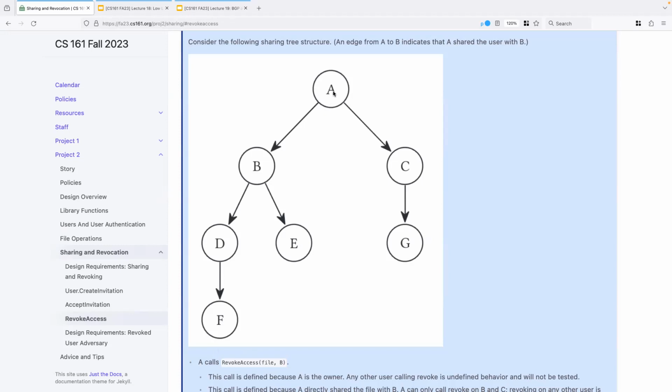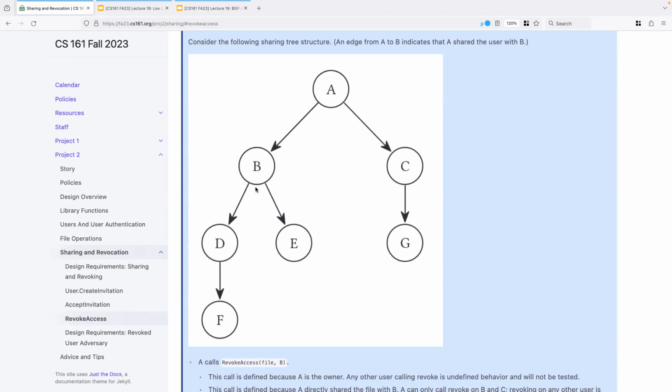Okay, and then the final note that I should bring up since we're in the revoking area is that say A calls revoke access on C, that means C and G lose access to the file. Everybody else, B, D, E, and F, they still have to have access. And crucially, they do not have to re-accept an invitation. So if you call revoke on C, everybody else should be able to keep using the file as if nothing happened, which kind of makes sense if you think about a file sharing system in real life.